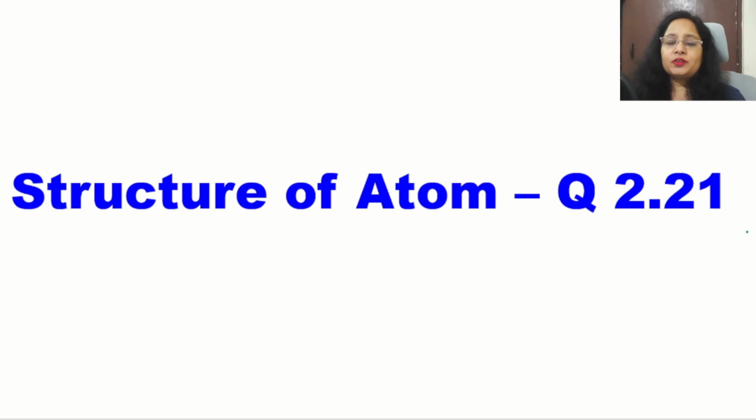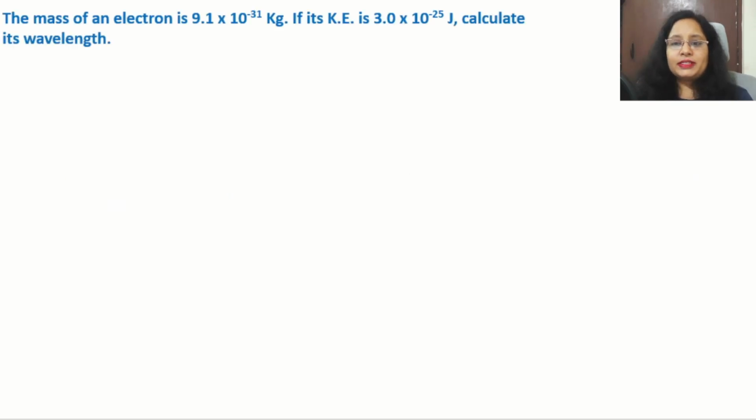Friends, today's video is question number 2.21 from the NCERT textbook, Class 11, and the chapter name is Structure of Atom. So let's check the question. The question is, the mass of an electron is 9.1 into 10 to the power minus 31 kg. If its kinetic energy is 3 into 10 to the power minus 25 joule, calculate its wavelength.